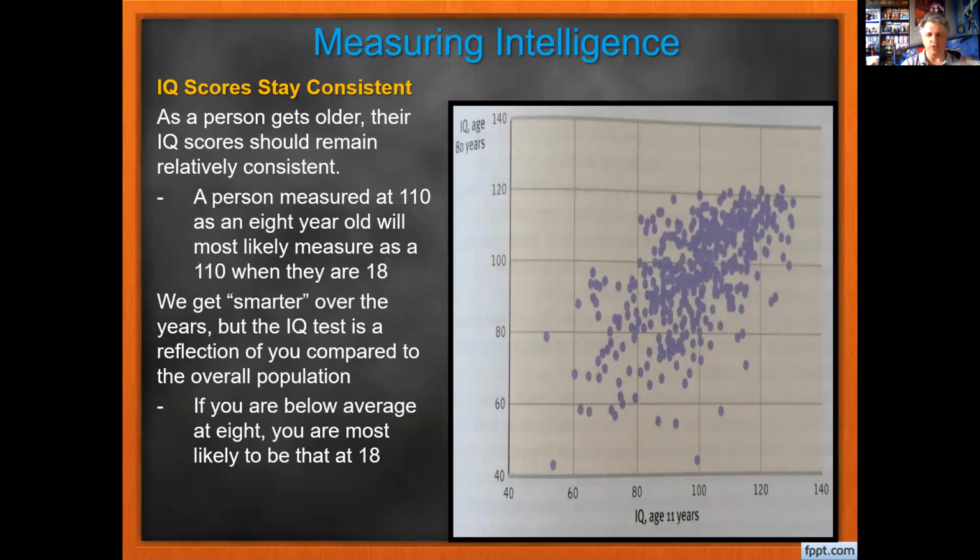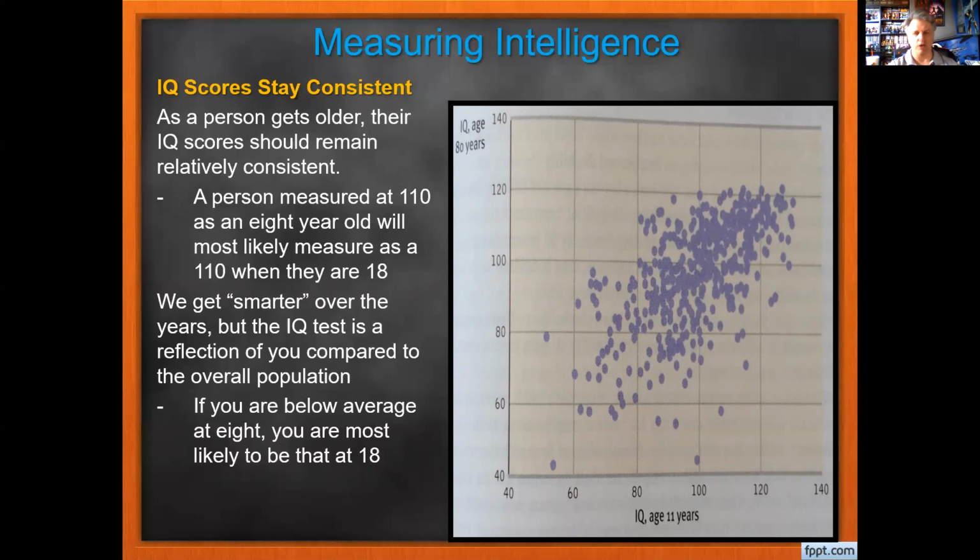Again, IQ scores are going to stay pretty consistent over your lifetime. I took an IQ test when I was in the 5th grade, 4th grade, 6th grade, in that ballpark. I'm pretty sure that my IQ today would be pretty similar to that. And I'm not telling you what that score was. We may get smarter over the years. We may become better test takers over the years.